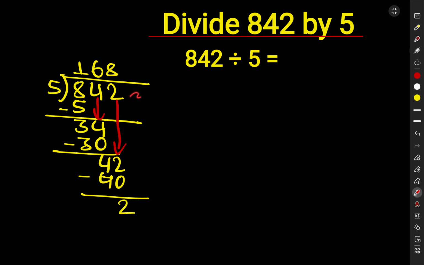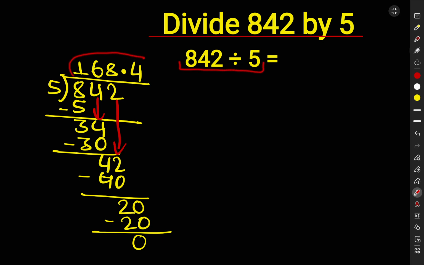So now we have no other number to put down. So we take a decimal here, so that we put 0. So it is 20 and 5 times 4 is 20. On subtracting we get 0. So 842 divided by 5 is 168 decimal 4.